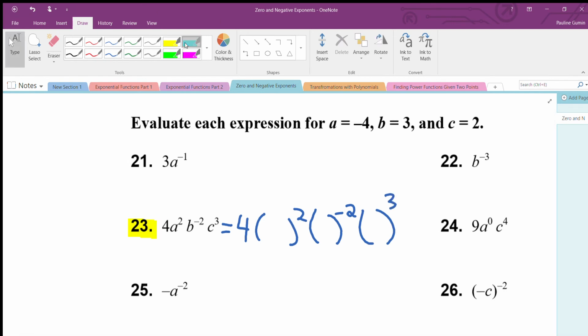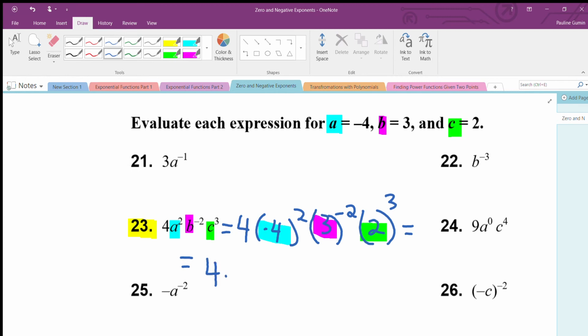Okay, so I'm going to show you a little more. A, B, and of course C. All right, let's plug in those numbers. A is -4, B is 3, and C is 2. All right, let's continue solving this.